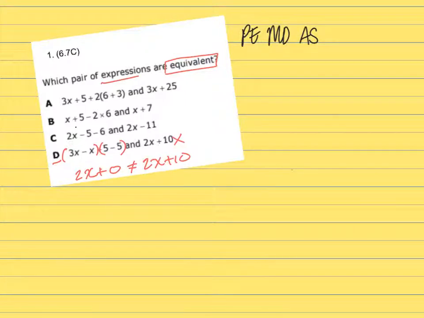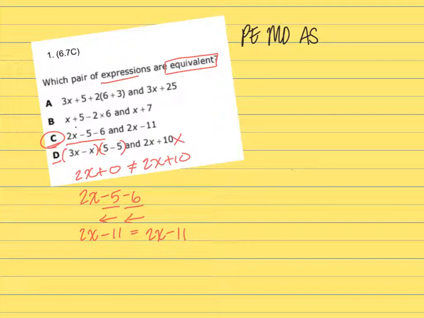Then I can look at answer choice C. C says 2x minus 5 minus 6. Is that the same as 2x minus 11? Well, if I look at negative 5 and negative 6, that means I have a negative 5 going to the left direction and a negative 6 also going to the left direction. So I combine those and that becomes 2x minus 11. So 2x minus 5 minus 6 is the same as 2x minus 11. So my answer choice would be C.